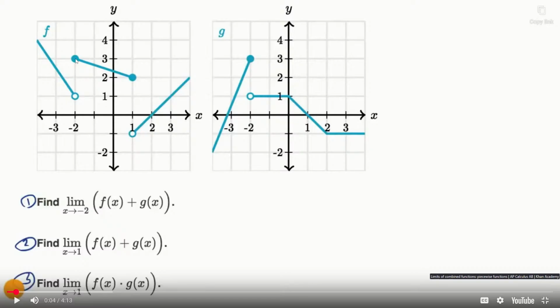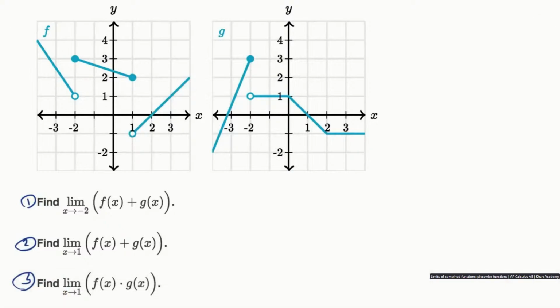Low-key, I forget what to do when there's 2. Yikes! I encourage you, like always, pause this video and try to do it yourself before we do it together. When you do this first one, you might try to find the limit as x approaches -2 of f of x, and then the limit as x approaches -2 of g of x, and then add those 2 limits together.